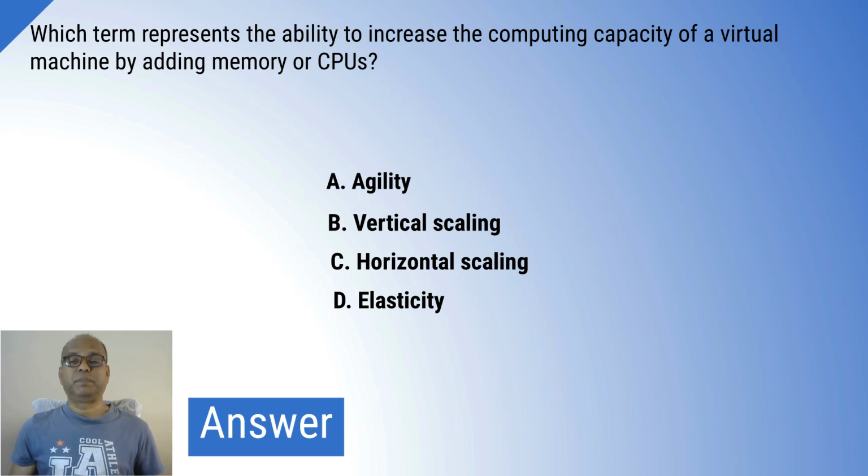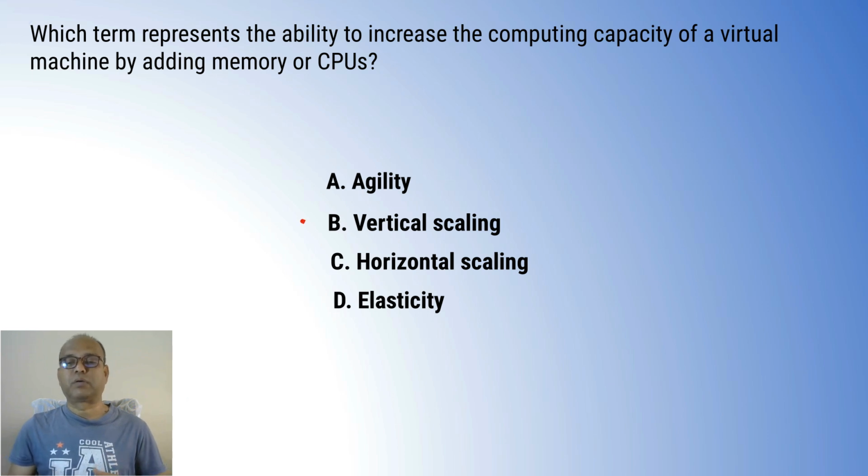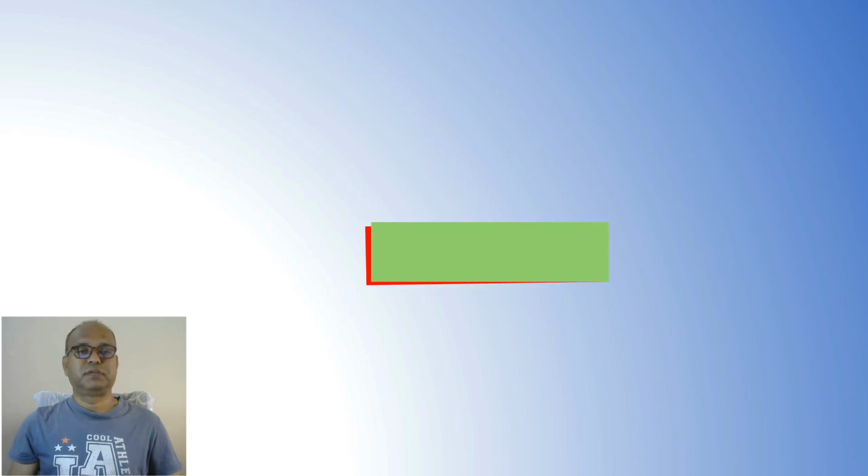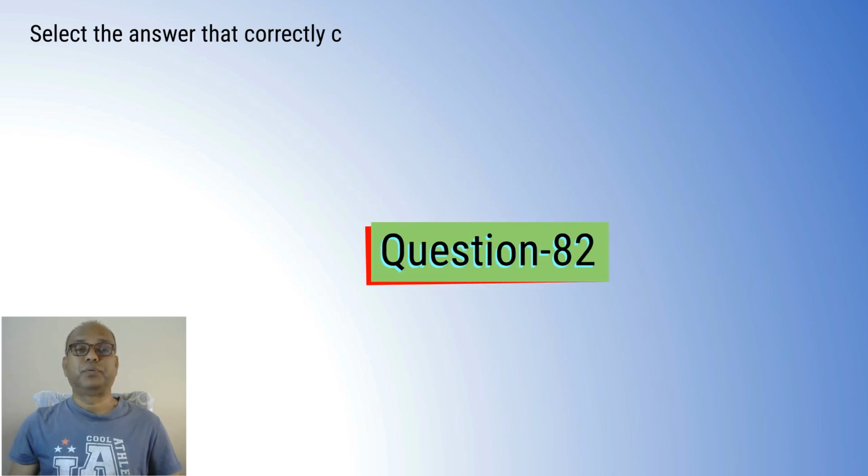Compare this behavior with horizontal scaling, also referred to as scale out and scale in, where the number of VMs is altered depending on the workload. Therefore, the correct answer is option B. Next question. Question number 82.